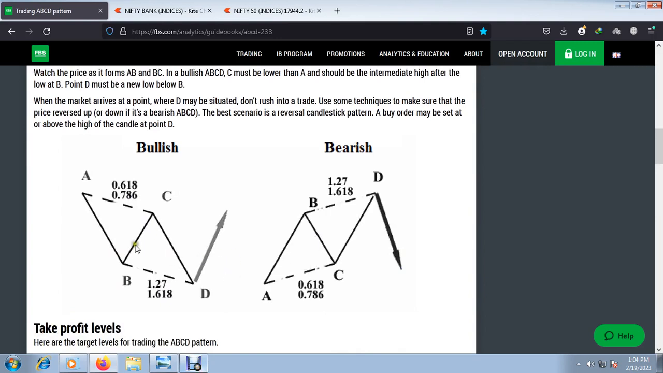Here it is shown. It is showing the classical one, the first one, and the AB equal to CD pattern. Here AB equals CD, and also we have to see the retracement, whether it is 61.8 or 78.6.